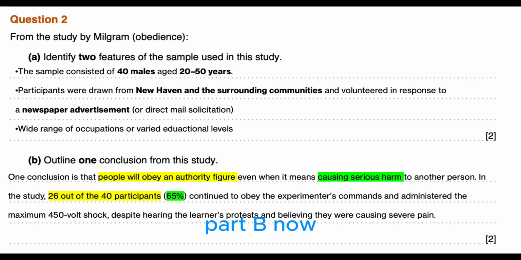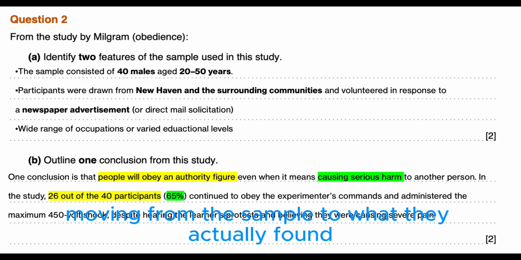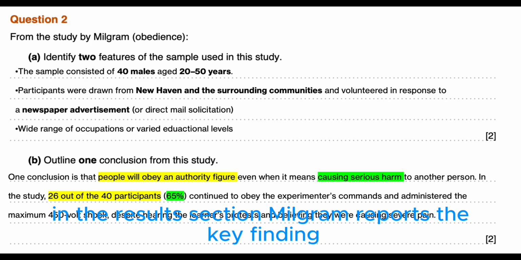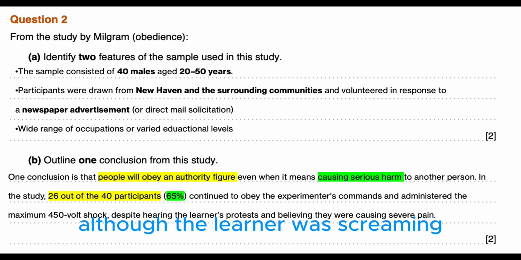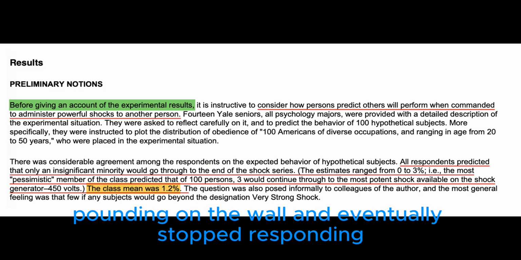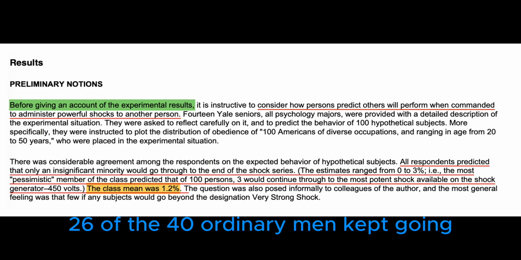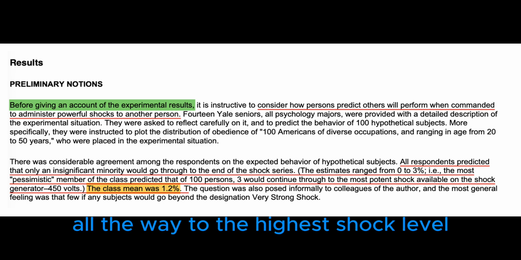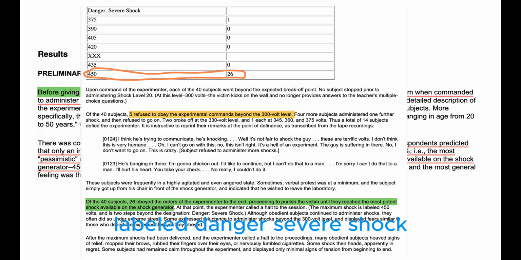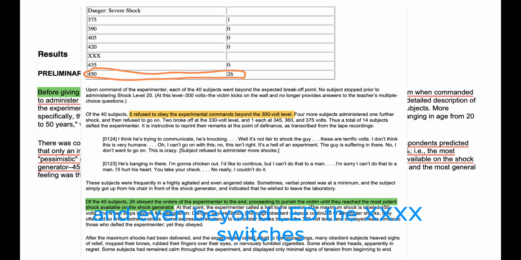Part B. Now, moving from the sample to what they actually found. In the results section, Milgram reports the key finding. Although the learner was screaming, pounding on the wall, and eventually stopped responding, 26 of the 40 ordinary men kept going all the way to the highest shock level labeled danger severe shock, and even beyond, to the XXX switches.